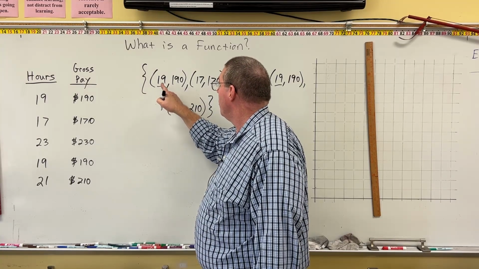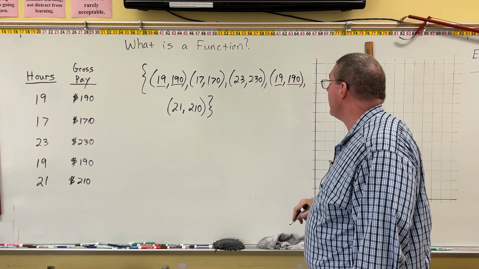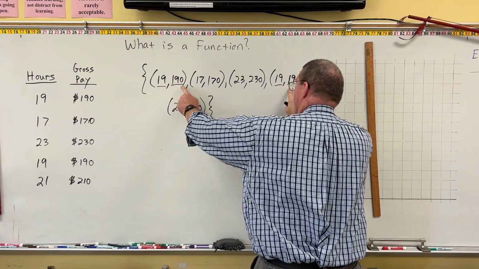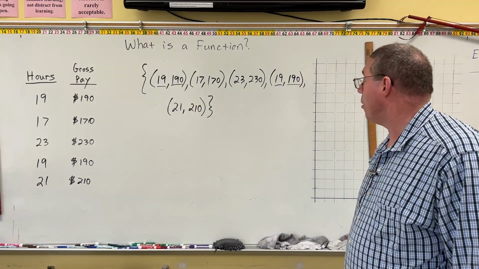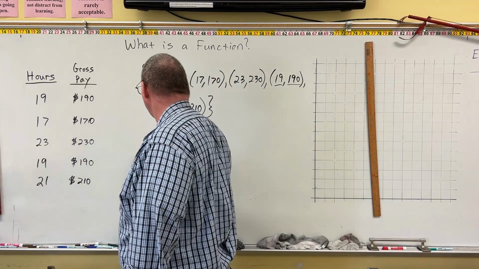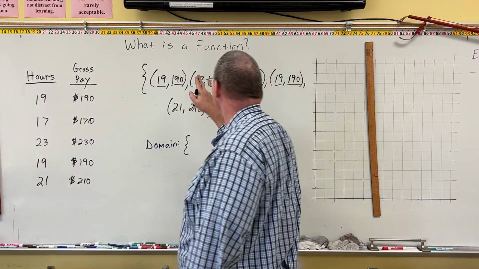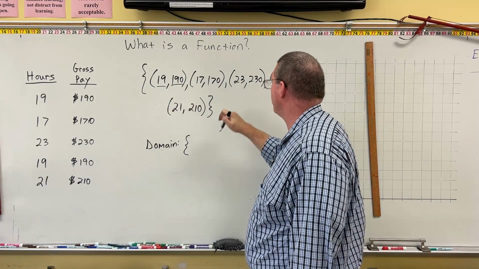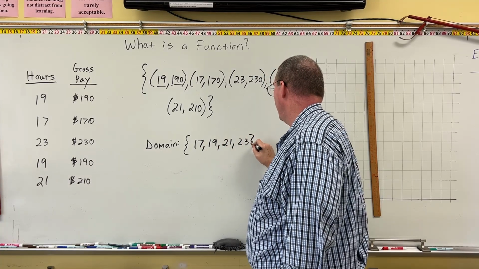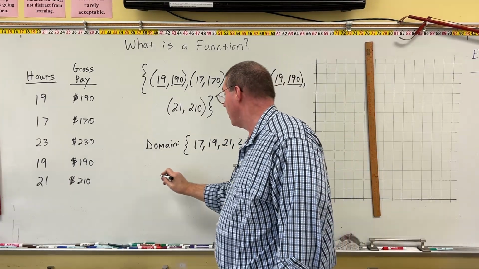Here we have 19 that goes along with 190. Here we have 19 that goes along with 190, and that's okay. It's okay to have the same input twice if it's associated with the same output both times. And so this is a function. If we were to identify the domain of this function, it would be 17, 19, 21, and 23. And note, even though 19 shows up twice, we're not going to put it twice in the domain.